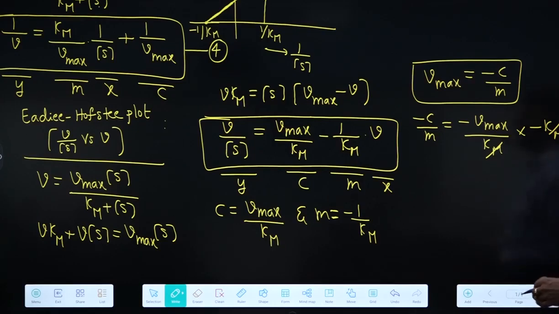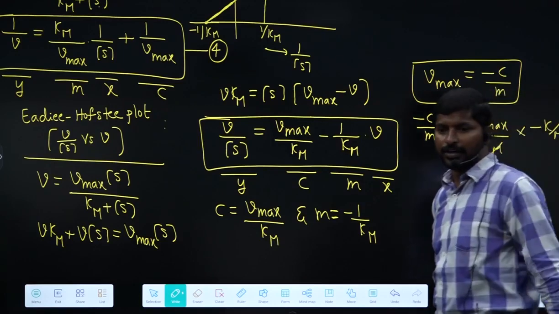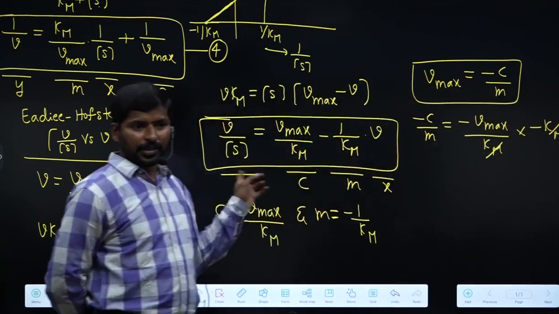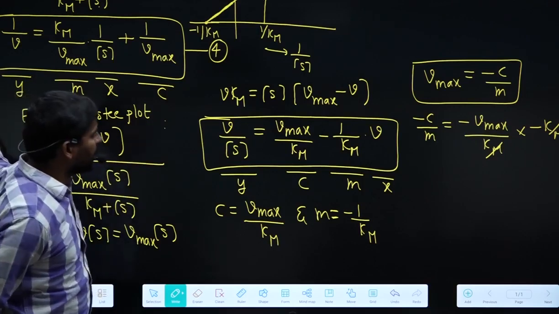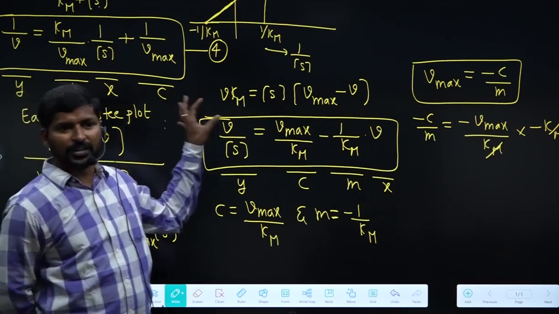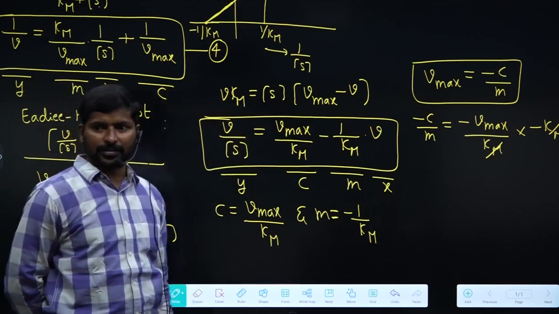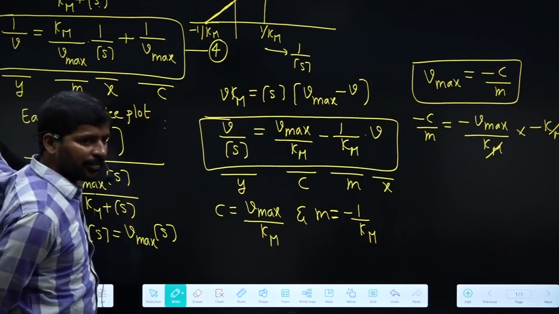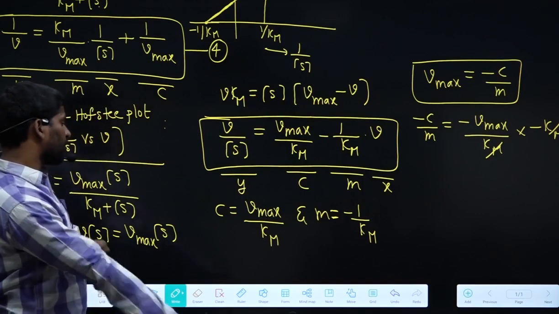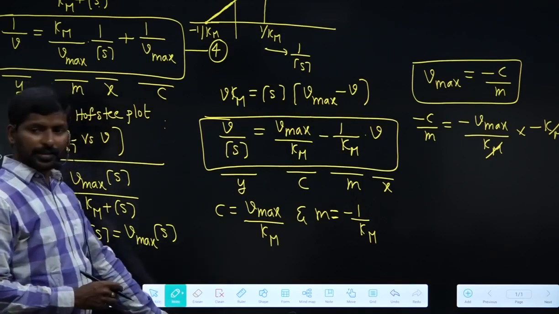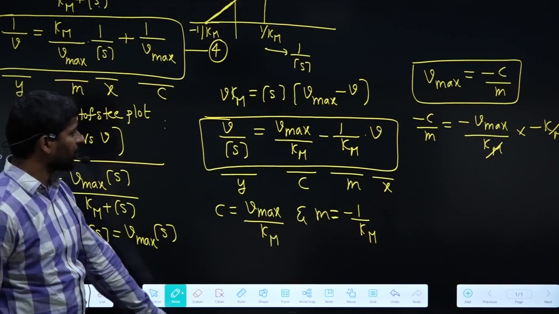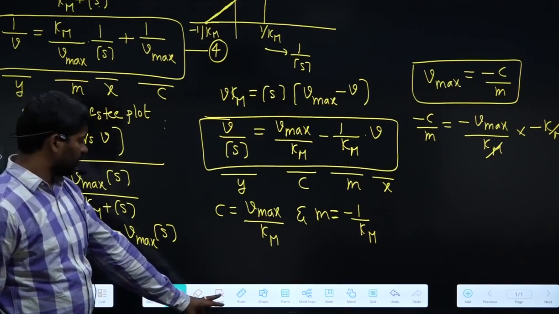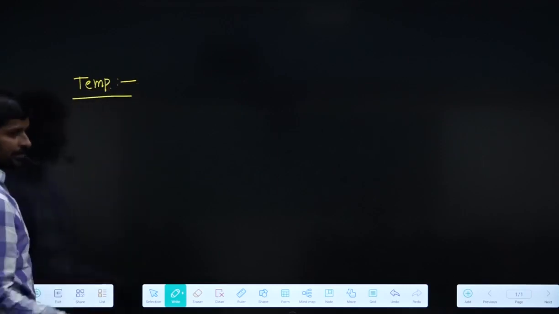So this is about the effect of substrate concentration on the rate of enzyme catalysis reactions based on the Michaelis-Menten mechanism. Next we have to see briefly what is the effect of temperature and what is the effect of pH on enzyme catalysis reactions. Effect of temperature on enzyme catalysis reactions.